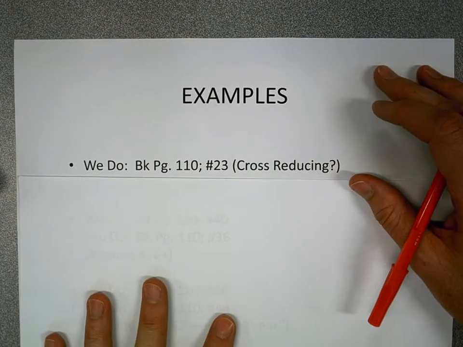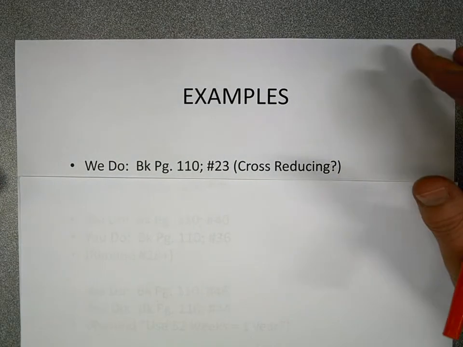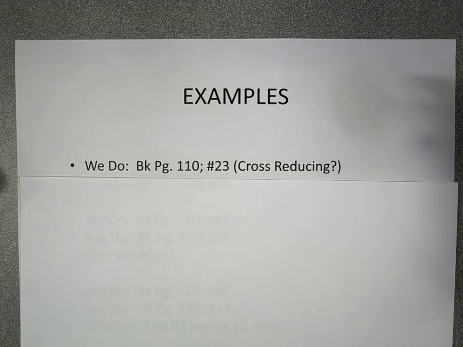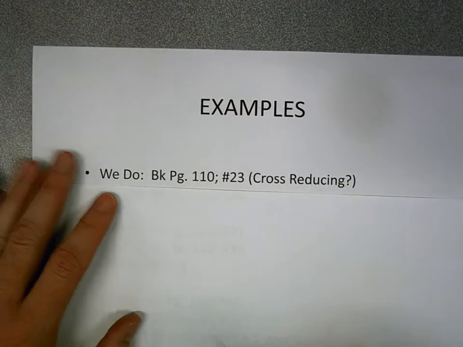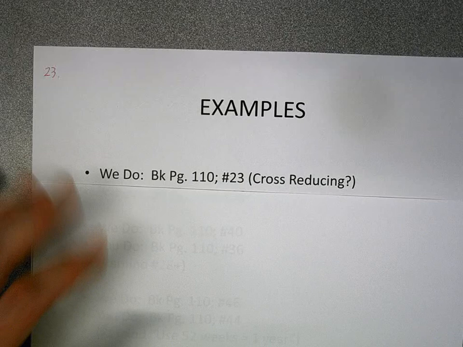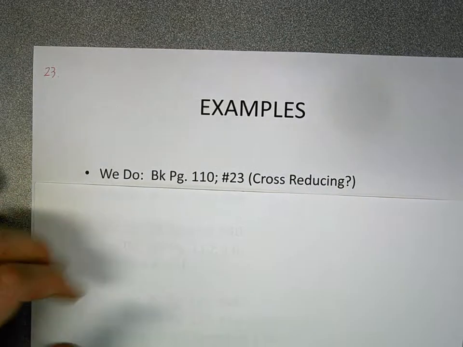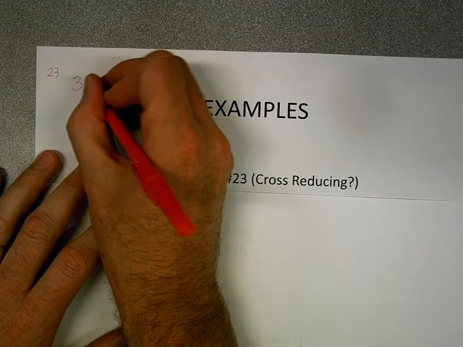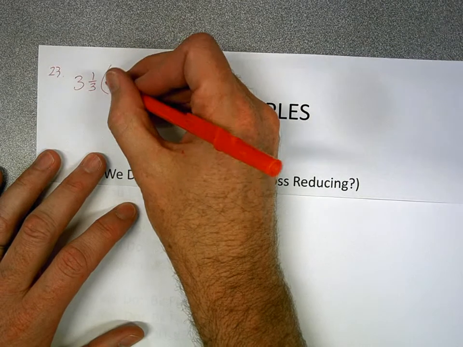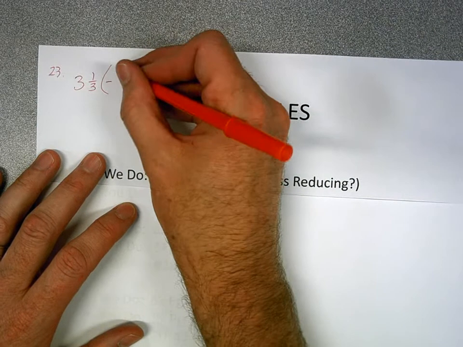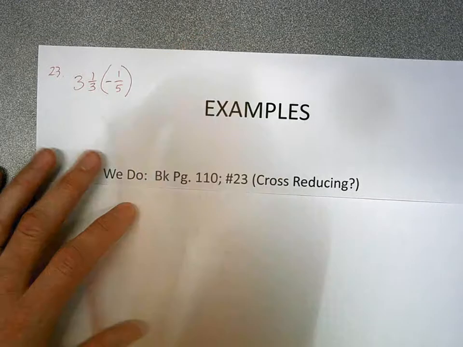So taking a look at the examples here. Okay, let's go ahead and take a look at page 110, problem number 23. Problem 23. All right, so here we go. I'll go up to the top up here. 23, your book page says, find each product, write in simplest form. So we have 3 1/3 times, I know it's times because the number is right next to the parentheses, times negative 1/5.